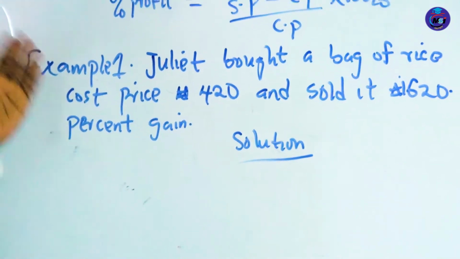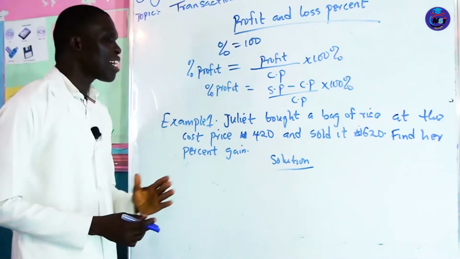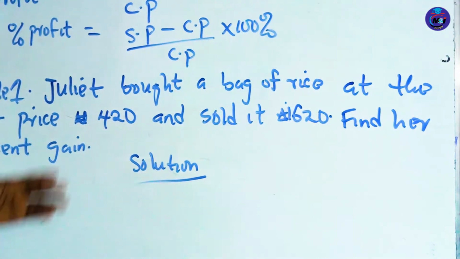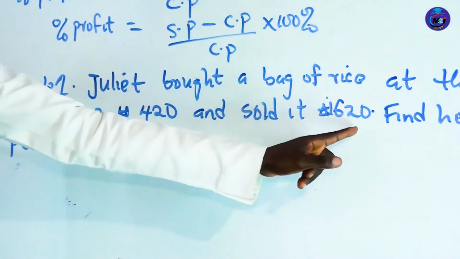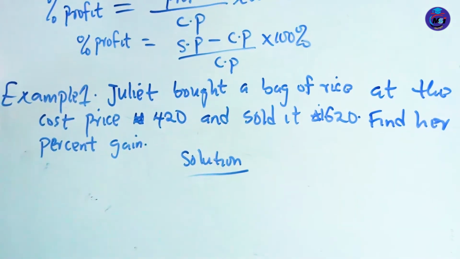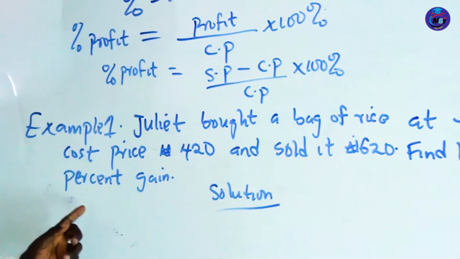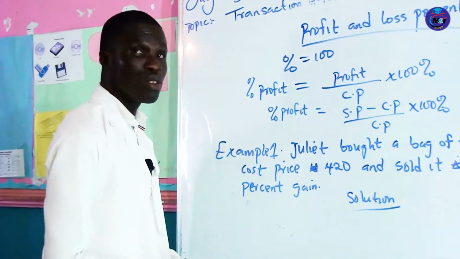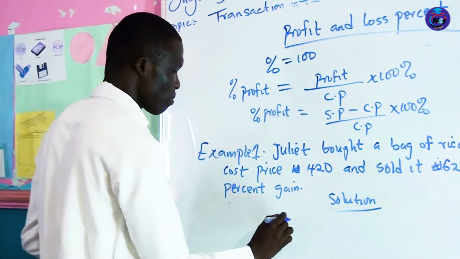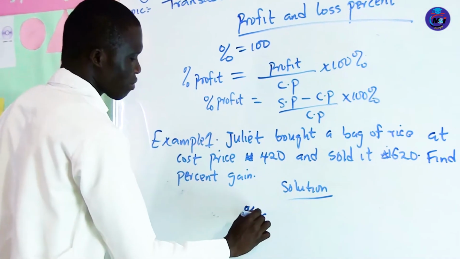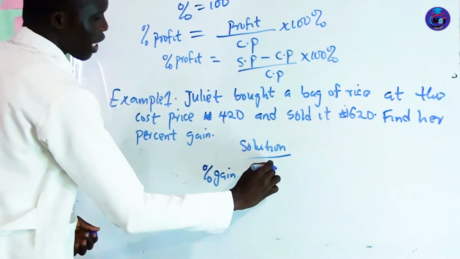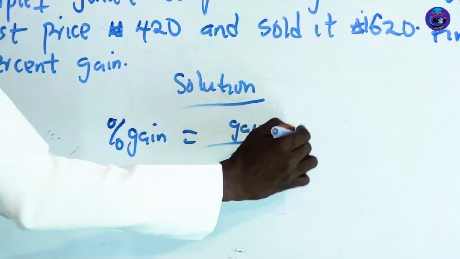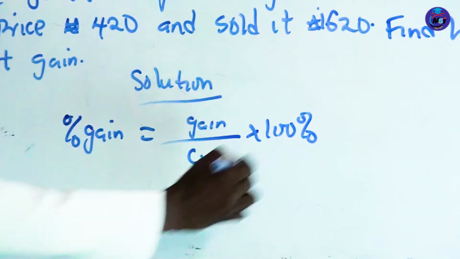Okay, class, we are looking at an example. Juliet bought a bag of rice at the cost price of 420 and sold it for 620. Find the percent gain. It could also be called profit. Let's solve this together. Percent gain equals gain all over cost price times 100%.